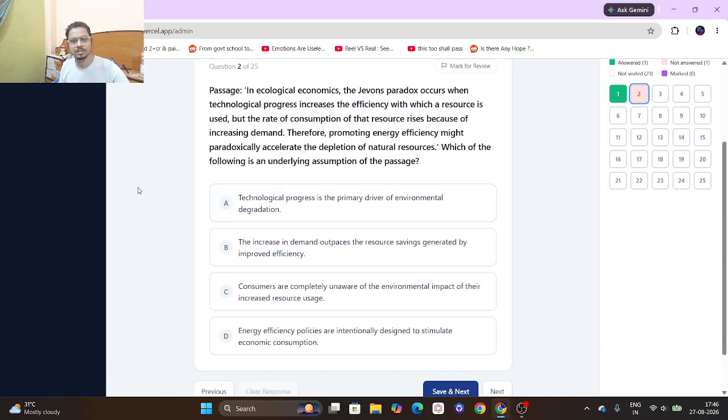Technological progress is the primary driver of environmental degradation. The increase in demand outpaces the resource savings generated by the improved efficiency. No, the consumers are completely unaware of the environmental impact of their increased resource use. Energy efficiency policies are intentionally designed to increase demand. The increase in demand outpaces the resource savings generated by the improved efficiency.